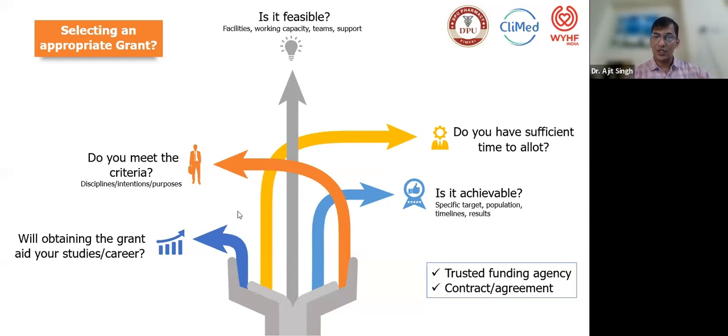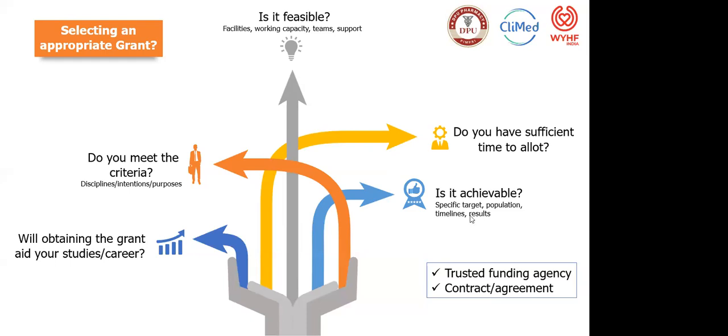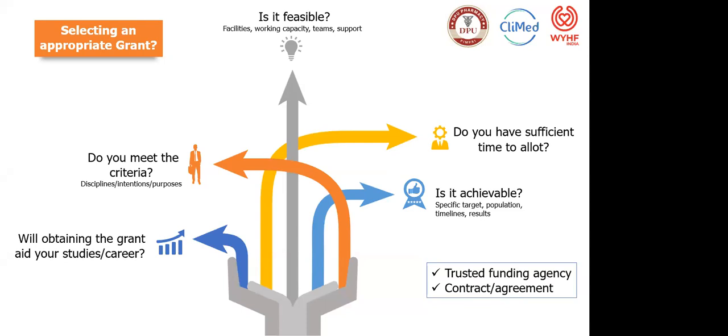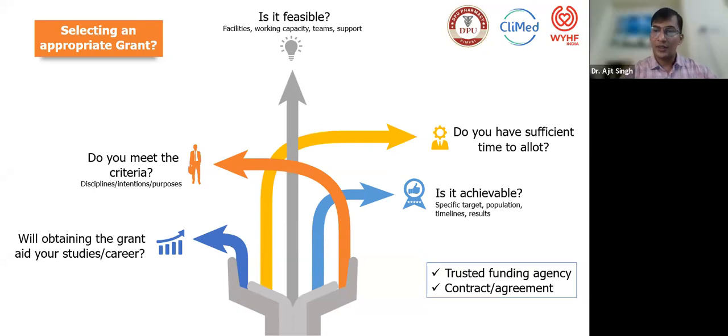See, if I am studying cardiology and I'm applying for a gynecology grant, it will definitely not aid my studies. If I am an assistant professor or associate professor in cardiology and I'm applying for grants in genetics, maybe, genetics can be related, but if I'm applying for something else, like a pharmaceutics grant, or something on the reproductive system, which will not help me at all. It will not help my career at all. So the first question which should come in my mind should be, will obtaining this grant aid my study or career?